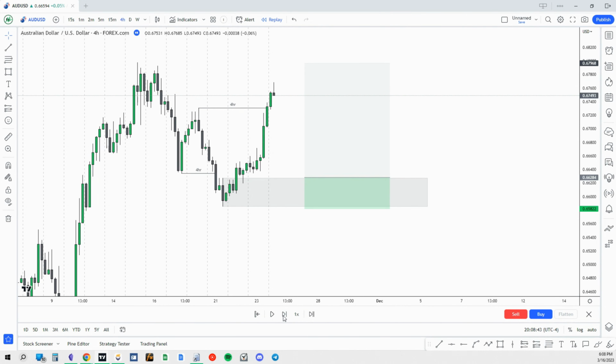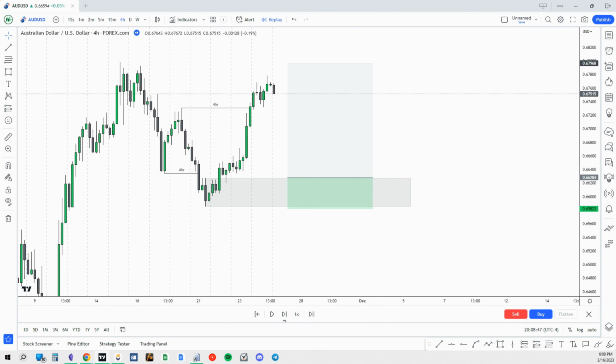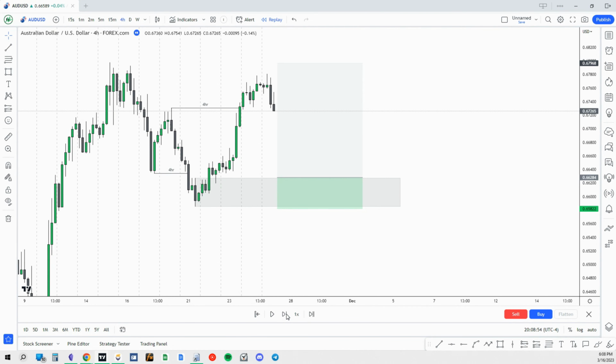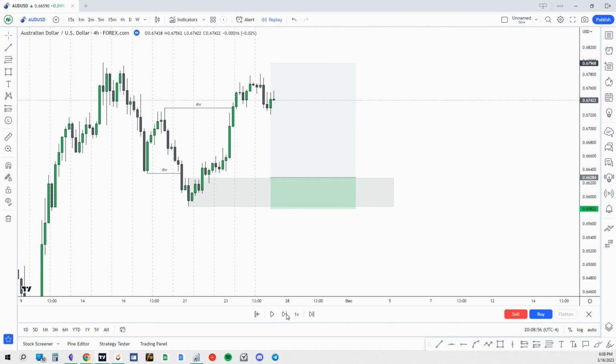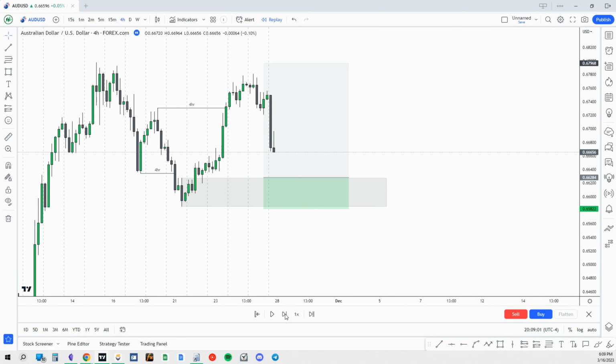So let's go ahead and fast forward it a few more candles. You can see that it starts to pull back. Brief pause. At this point, we do get a change of character. Hint, hint. We can see that at that point in time, price does trade all the way down. Look at that candle.